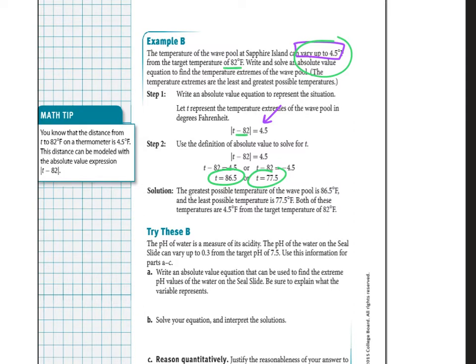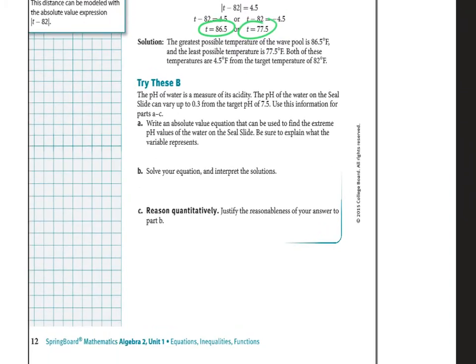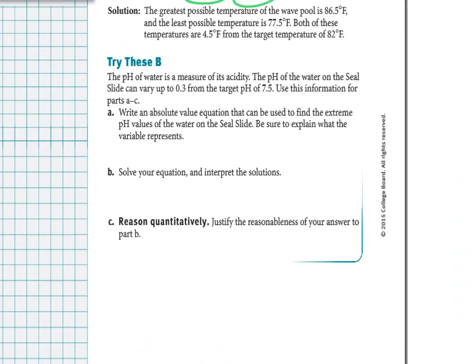Okay, let's try and solve one on our own. Try these, B. The pH of water is a measure of acidity, so I'm throwing in a little chemistry here. The pH of the water in the steel slide can vary up to 0.3. That's the amount it can vary, so that's what the absolute value is going to equal, because it can be that much above or below. And the target value is 7.5.